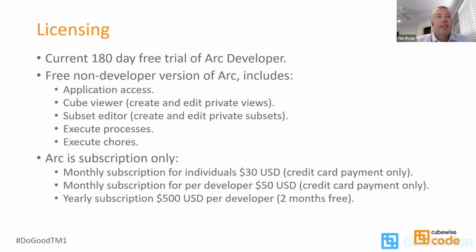In terms of the developer licenses, we have a subscription model for ARC. The monthly subscription is $30 for individuals, which is a special price if you're an individual contractor or a consultant. For organizations with developers, it's $50 a month, or you can pay yearly, which is $500. The monthly ones are credit card only. If you want to pay through normal invoicing and purchase orders, you can do it on a yearly subscription. If you have any questions about that, just chuck them into the chat.